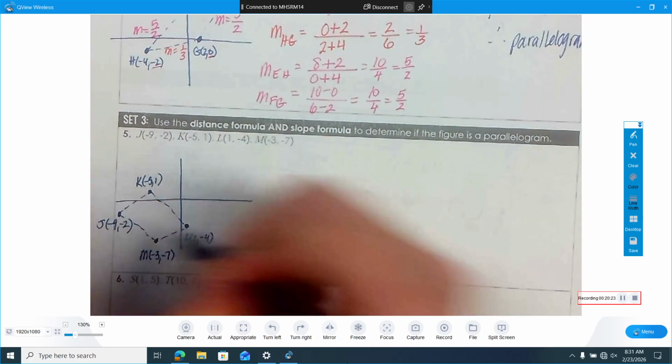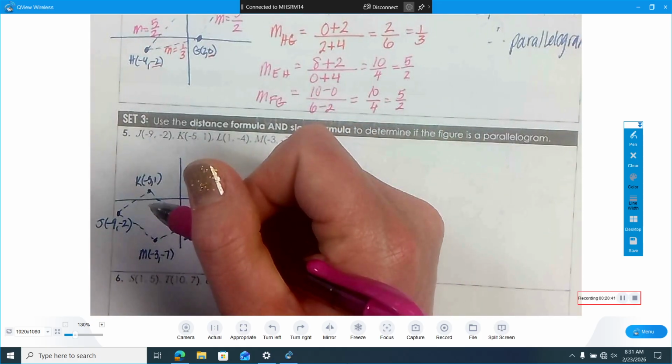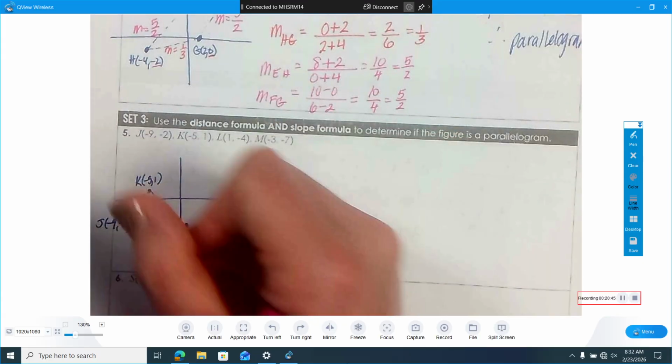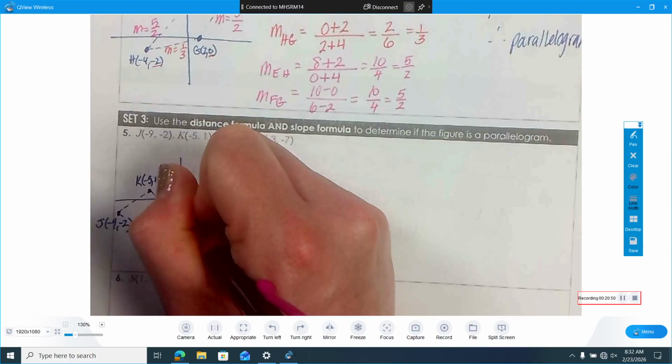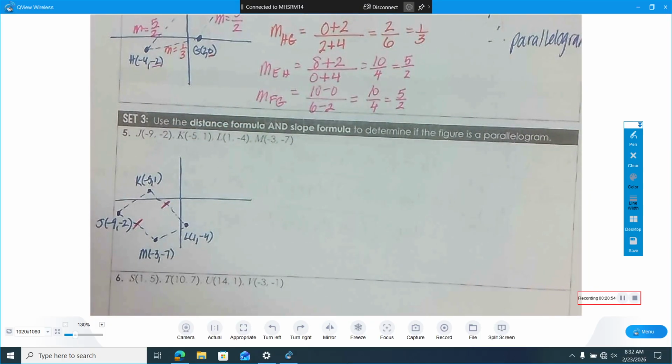All right, so again, I just have a little picture to guide my work here. So all we have to do is look at one pair of sides now and prove that they're the same length and they have the same slope. So which sides do you want to look at? What did you say, Quentin? Okay, so you want to look at this side. So we're going to look at this side, and we want to know, is KL the same length as JM?